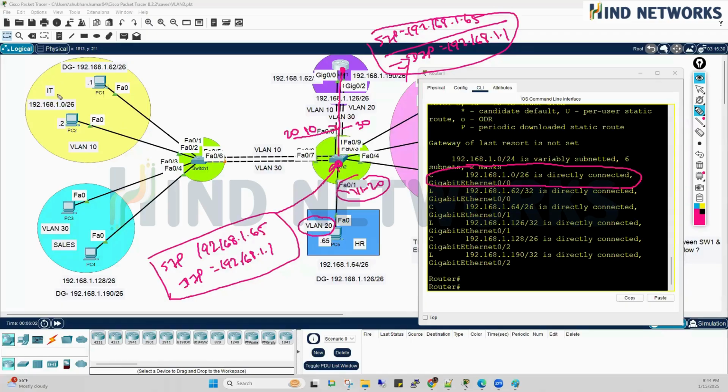192.168.1.0/26. That is the network you configured, everyone here, yes or no? This is the network on the router. And this network is connected on which interface? Gig 0/0, I mean the first one. So this router will forward your packet to the first link.